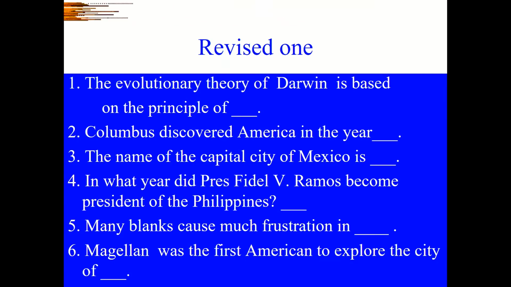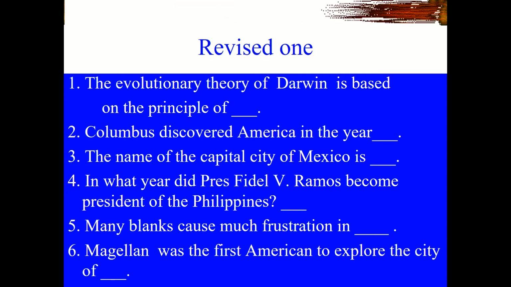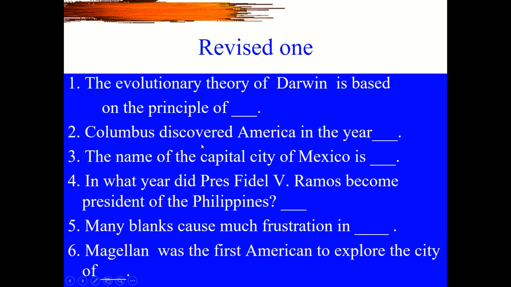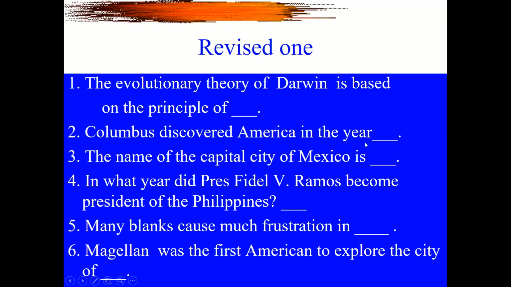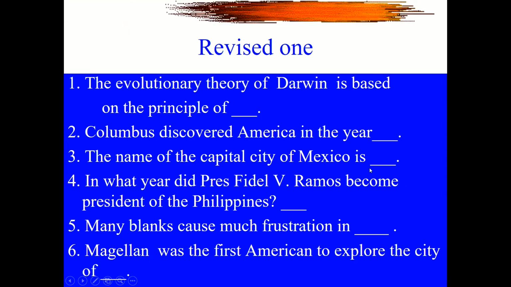Okay, I will just leave this one to you to read. Here are the revised ones, no? So here are some revisions. There's only one blank. Columbus discovered America in the year, so it speaks of the year. Also here, the name of the capital city of Mexico is, so it will ask for the name of the capital city.